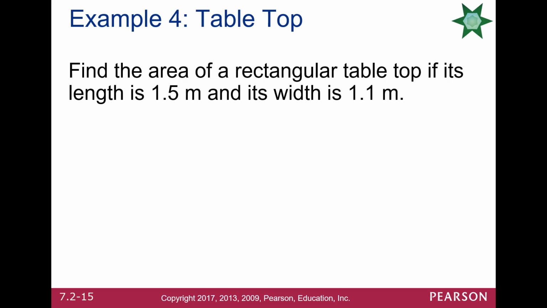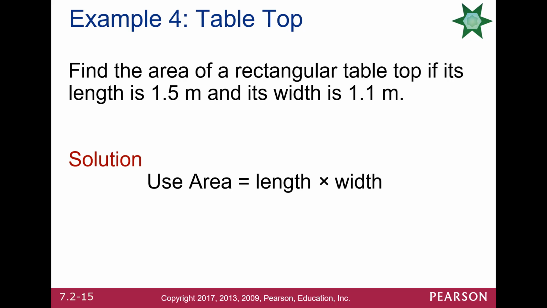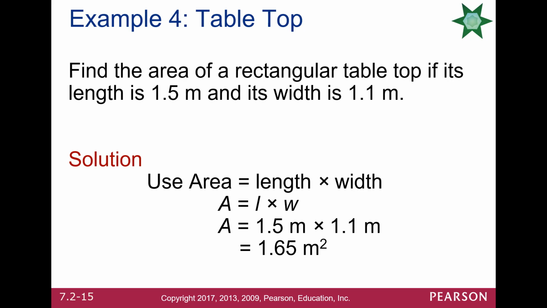Find the area of a rectangular tabletop. Remember that the area is length times width. So 1.5 times 1.1 is 1.65, and it's square meters.